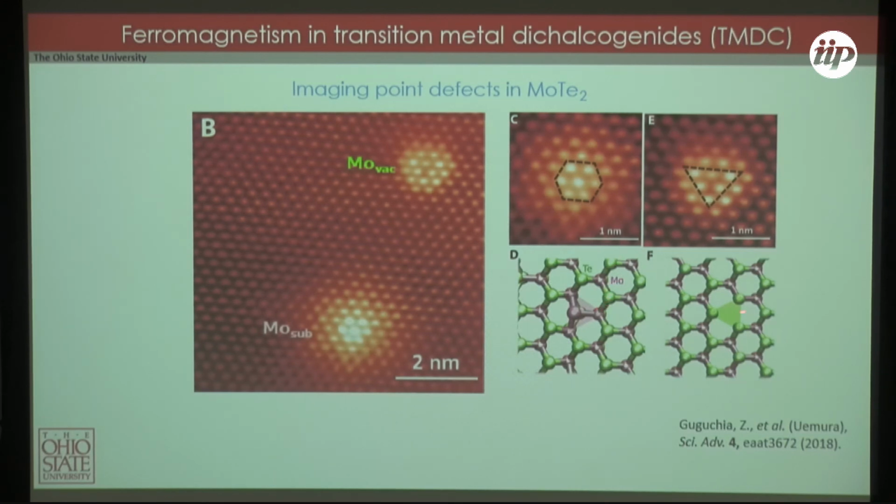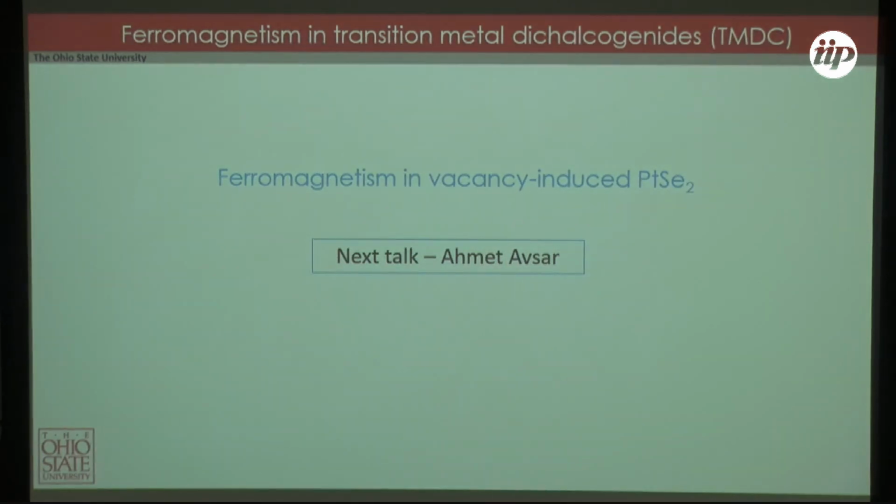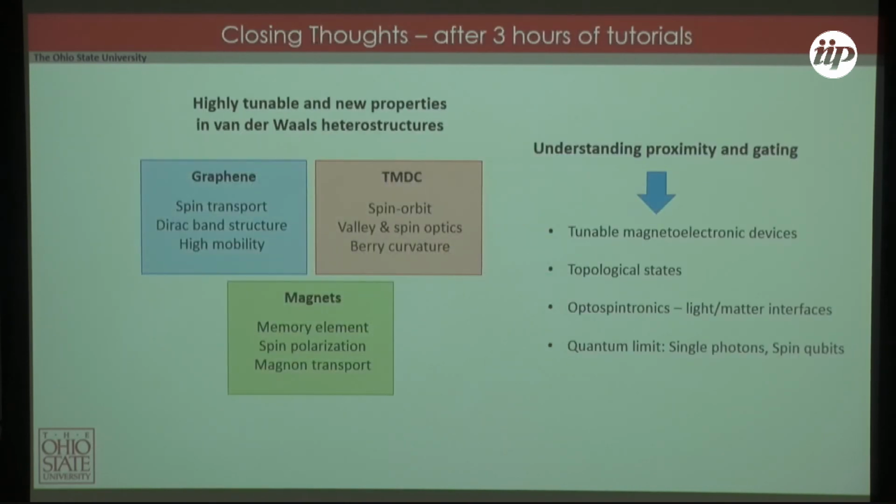The molybdenum vacancy is over here, sorry, it's on the right. And then this one is molybdenum substitution, so molybdenum going onto the telluride site. So I guess they must have done some density functional calculations and done a match. Okay, so that's one thing here. Oh, there's some vacancy-induced platinum diselenide. Next talk by Ahmet. Okay, he said, please talk about point defects. Okay.